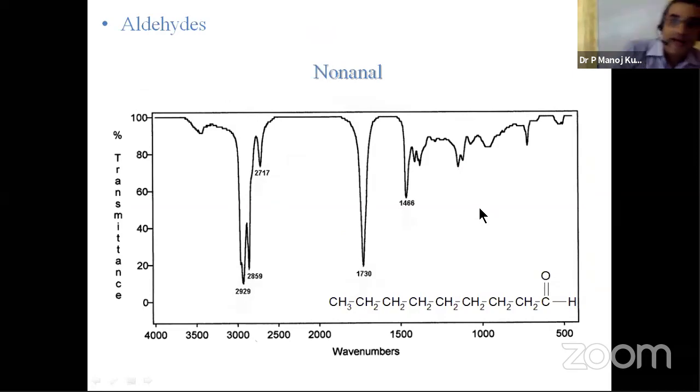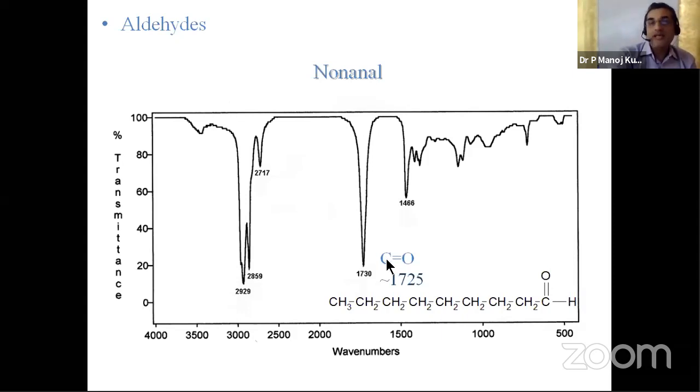Now come to the aldehydes. So what is that you see in the case of an aldehyde? In the case of an aldehyde, what you see here is C double bond O. It will be more when compared with that of 1715. Why do you get it more? Because in case of a ketone, a methyl group is there which can reduce this C double bond O. But in case of an aldehyde, you don't have that. That is why you are getting it at higher.